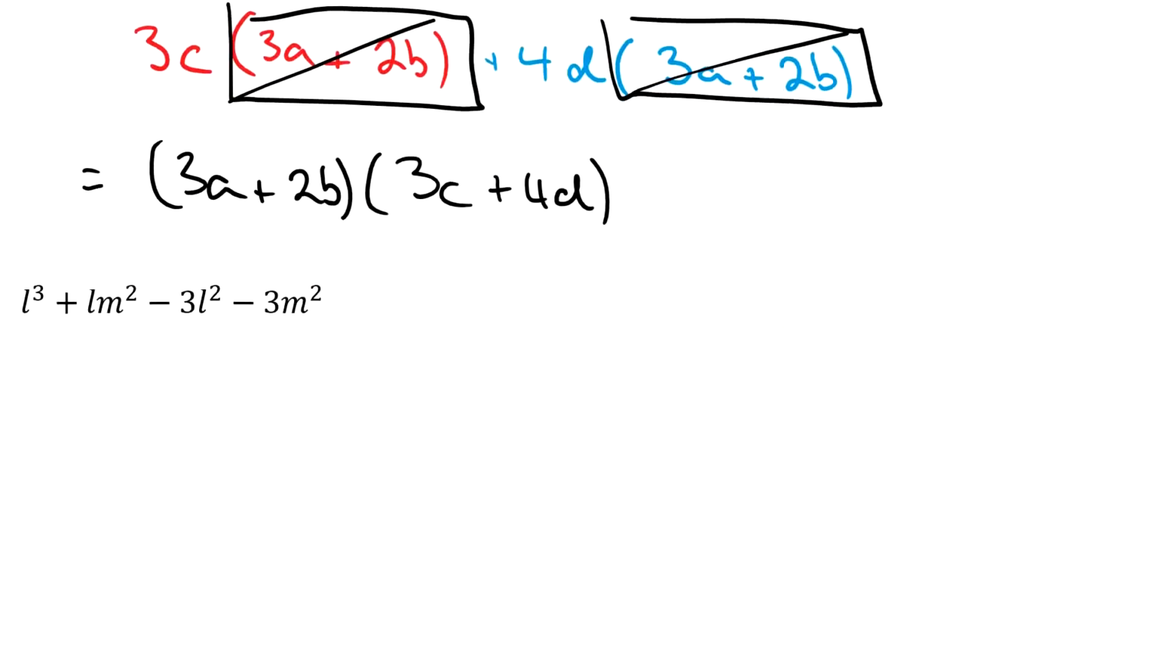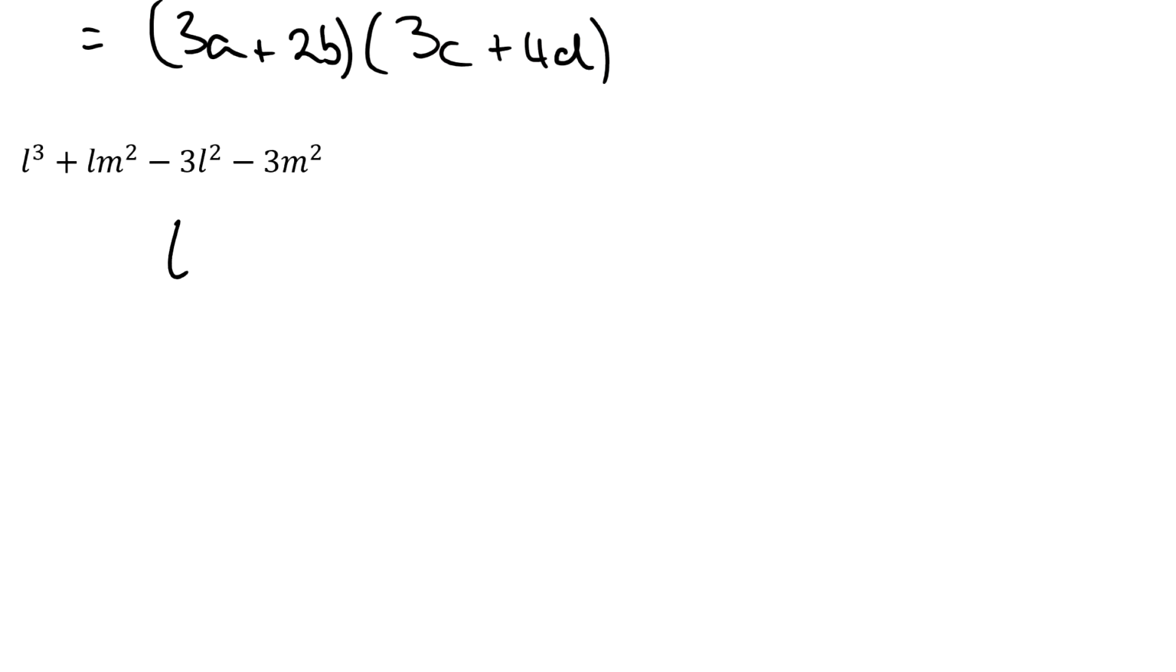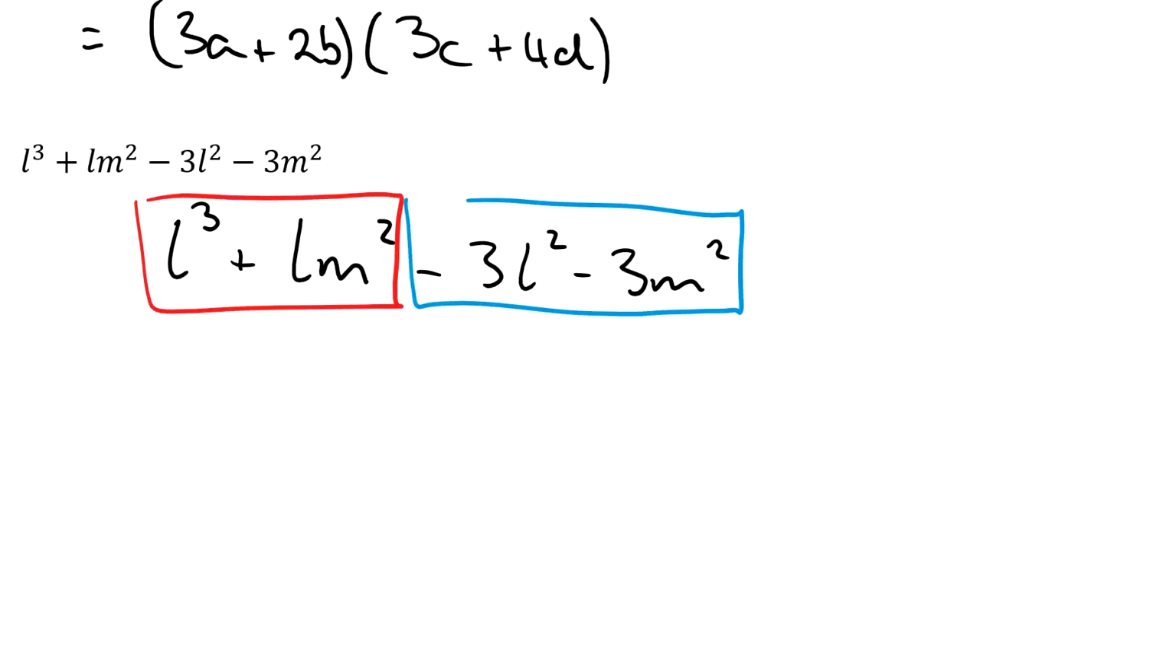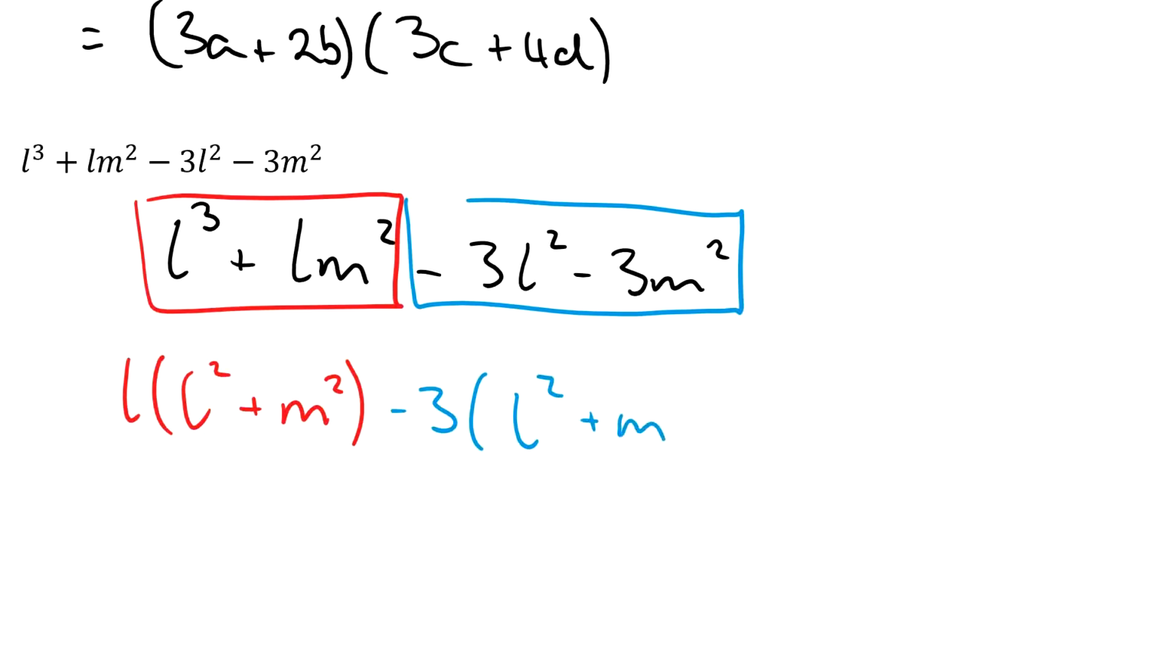All right, so I'm going to do it again. We have L cubed plus LM squared minus 3L squared minus 3M squared. Again, break it up into our pairs. L is common between here, so L comes out the front. Nothing else is common, so I'm left with L squared plus M squared here. I then go to the blue, and negative 3 is my common term there, and I'm left over with L squared plus M squared.